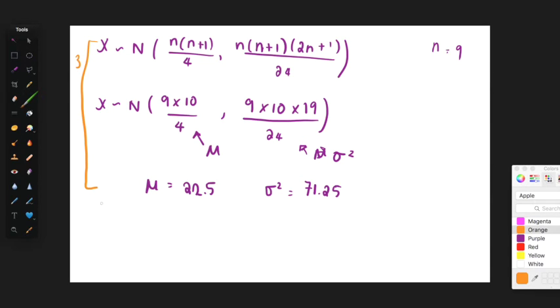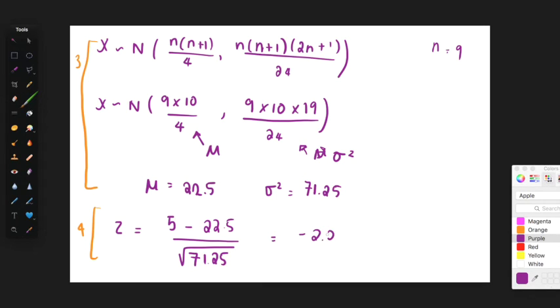And then the fourth part finally is to calculate the test statistic. So the test statistic will then just be Z is equal to X. Remember, X was 5. So it's going to be 5 minus mu, which is 22.5, divided by the square root of 71.25, and that will equal negative 2.07. Okay, and that is then the test statistic.